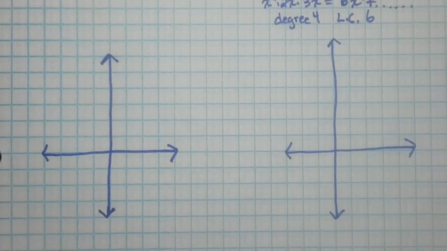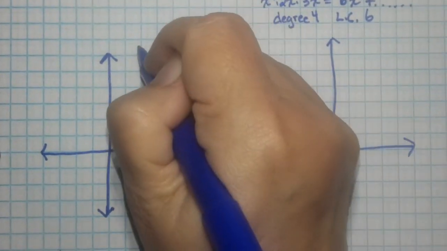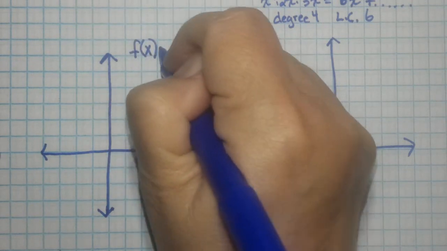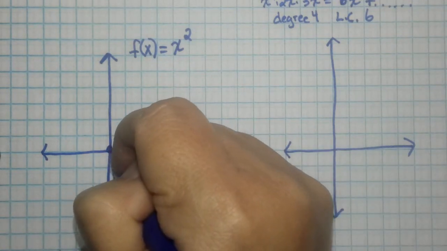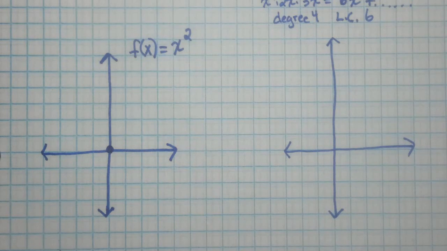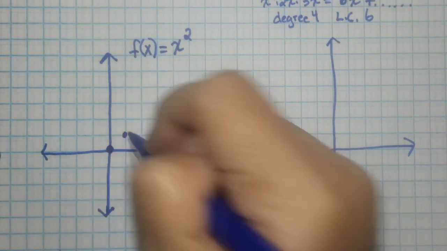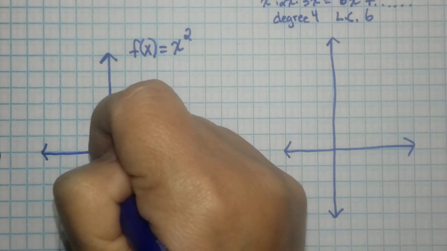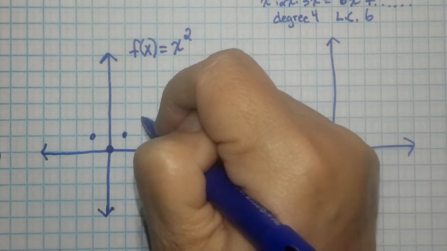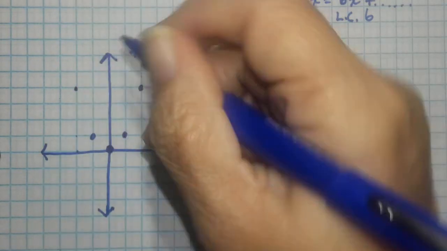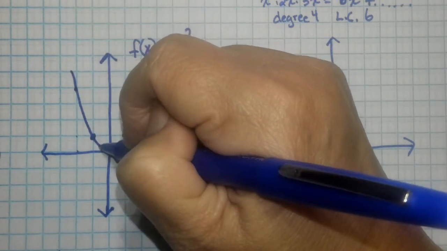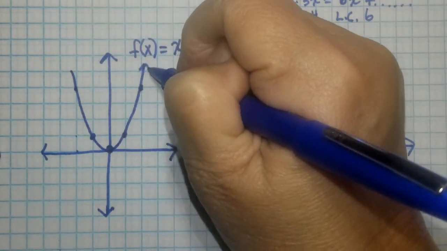Alright, so we're going to start with the parent function for a quadratic. We're going to start with f of x is equal to x squared. We're real familiar with that function. We know that it's shaped like a parabola. We know that the vertex goes through 0, 0 because h, k is 0, 0. We can plug in some values. 1 squared is 1. Negative 1 squared is also 1. If I square 2, I get 4. If I square negative 2, I also get 4. And so there is my parent function, y equals x squared.